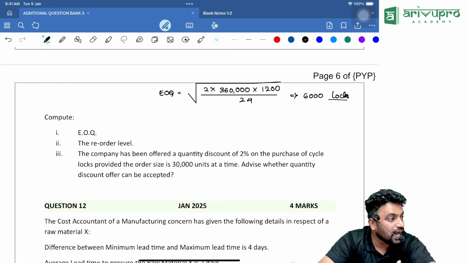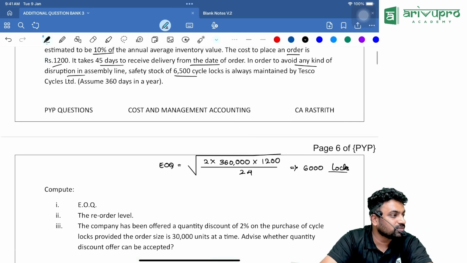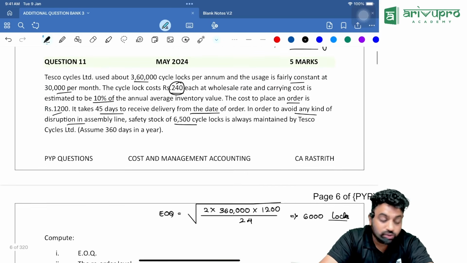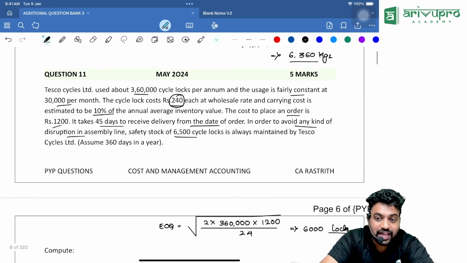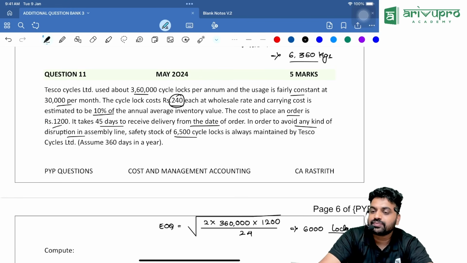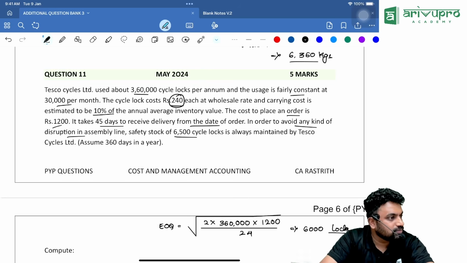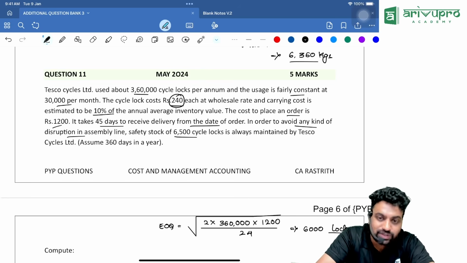Just to compute ROL, because in the given question, you don't know the maximum consumption. You know the average consumption, but you don't know the maximum consumption. You know the average lead time, but you don't know the maximum lead time. When everything is silent, we can assume the average itself as the maximum. However, in the given question, when you can solve it using average only, then why would you want to do that?